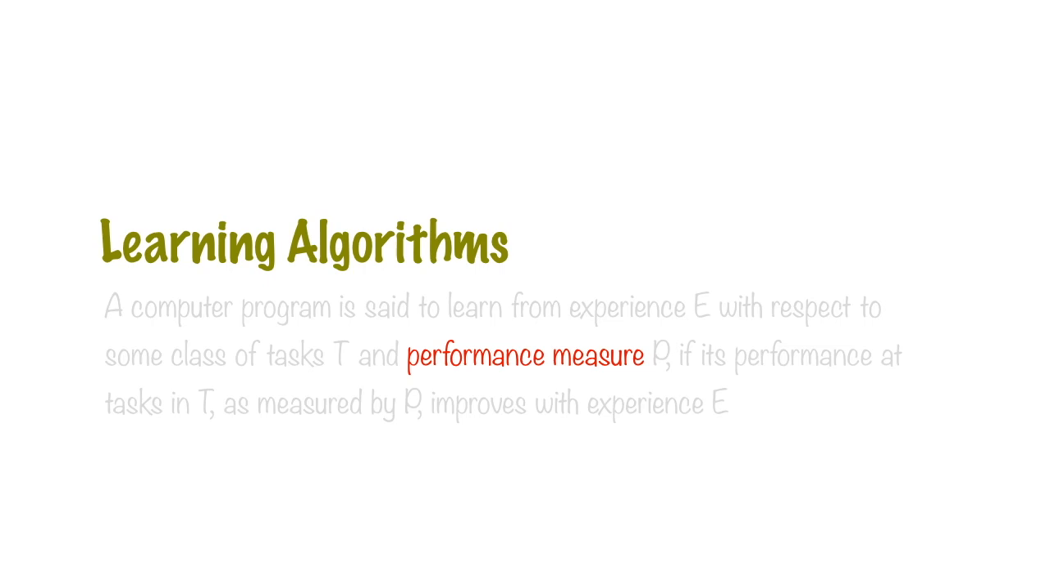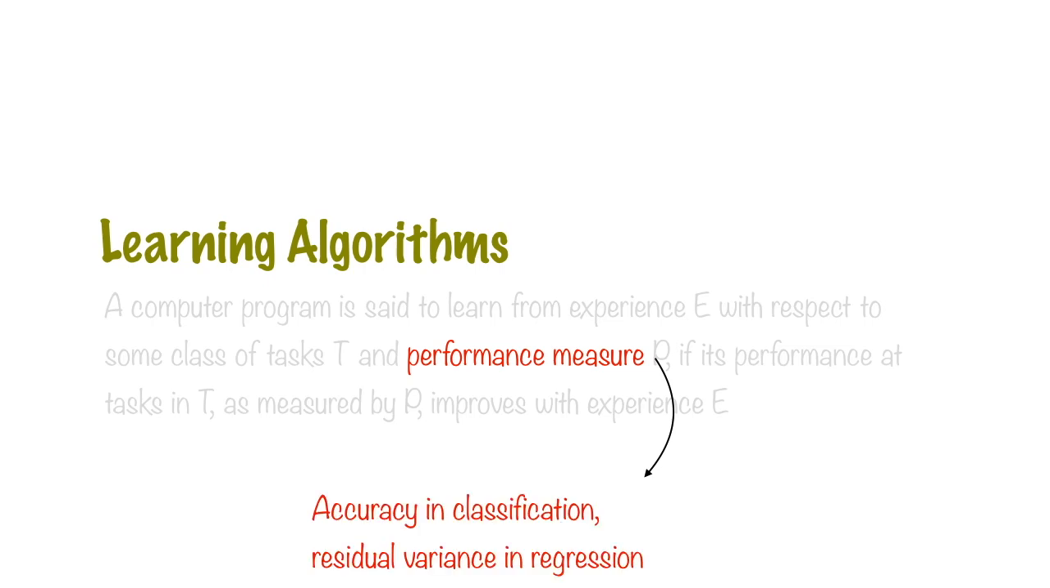Now, clearly, in order to tell whether an algorithm is getting better or not, we also need a performance measure, and performance measures are specific to the individual tasks. So, in classification, it might be the accuracy; in regression, it might be the residual variance, or it might be a metric known as cross entropy if you're using logistic rather than linear regression. All of these are performance measures which tell us how well our learning algorithm is improving.